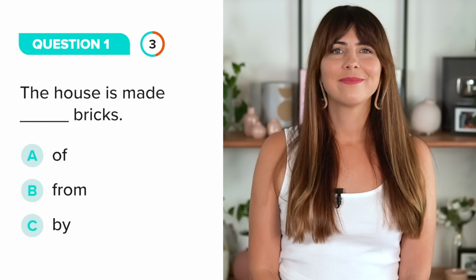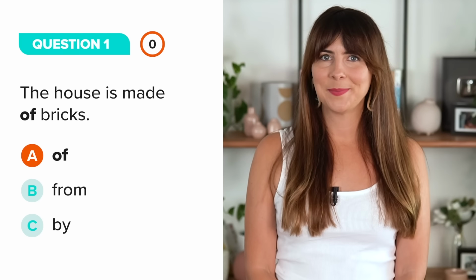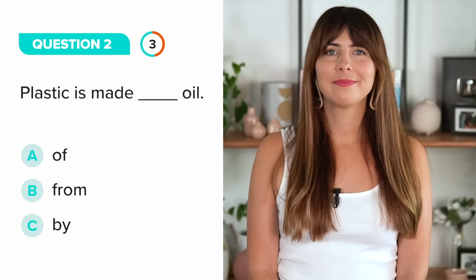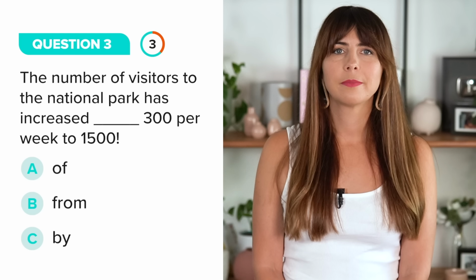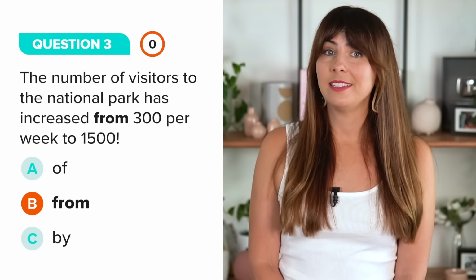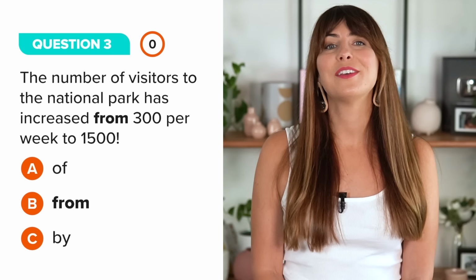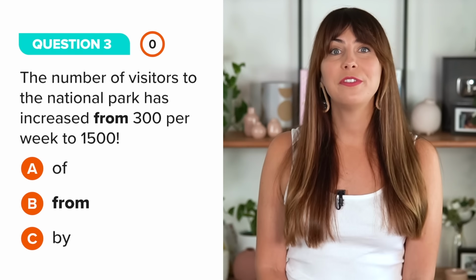Okay, let's test your skills with a quick prepositions quiz. Choose the correct preposition, of, from, or by. The house is made of bricks. Plastic is made from oil. The number of visitors to the national park has increased from 300 per week to 1,500.